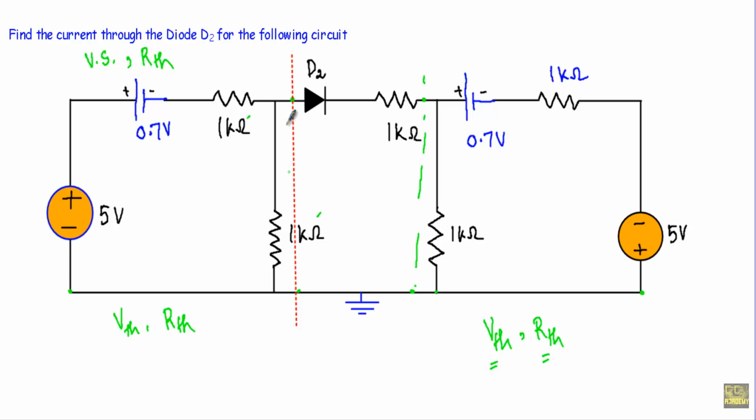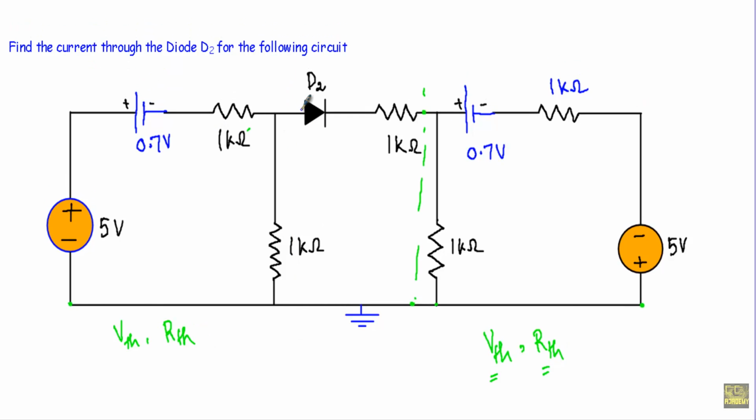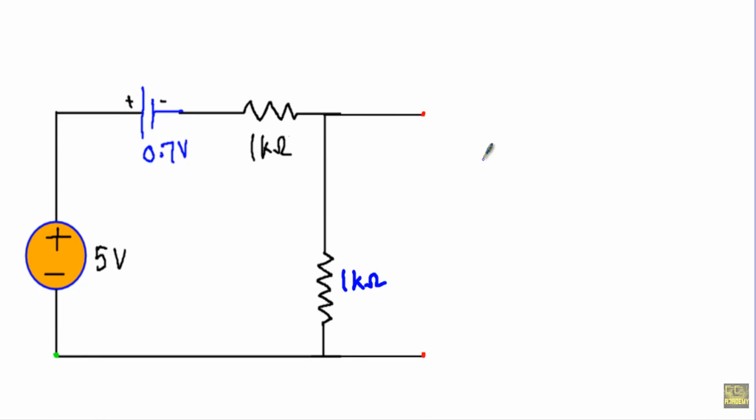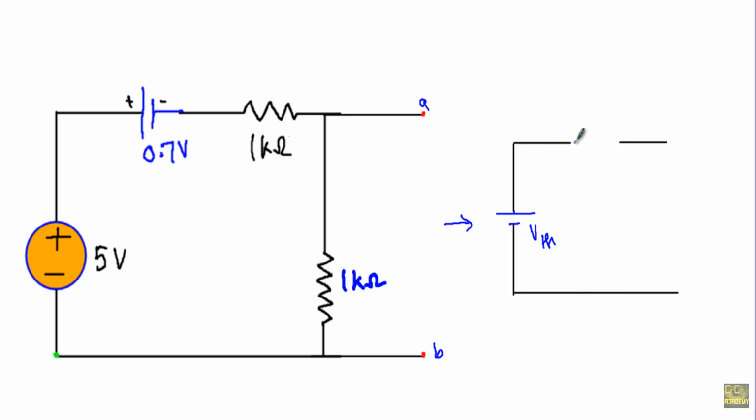Now I will convert this portion into a Thevenin equivalent circuit, and this portion of this circuit into a Thevenin equivalent circuit. See, if I separate the left portion of the circuit from the given circuit, that portion of the circuit will look like this. Let's say that portion is connected between A and B terminal. So I will reduce this total circuit into a Thevenin equivalent circuit. That means a single voltage source VTH in series with a resistance RTH, where this RTH will be the equivalent circuit of this separated circuit.